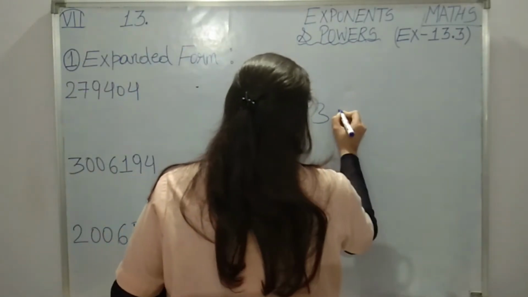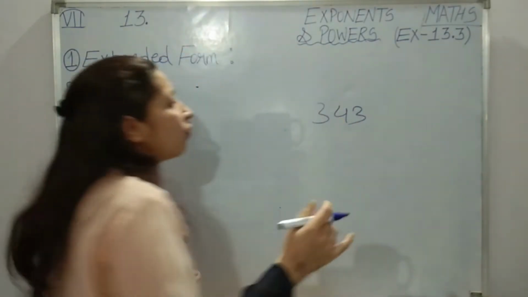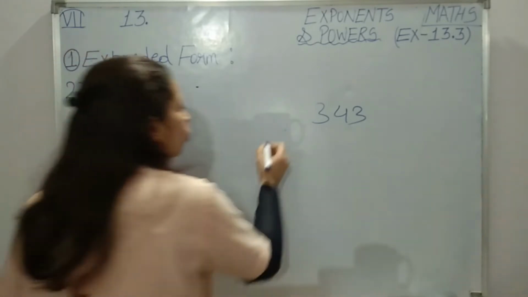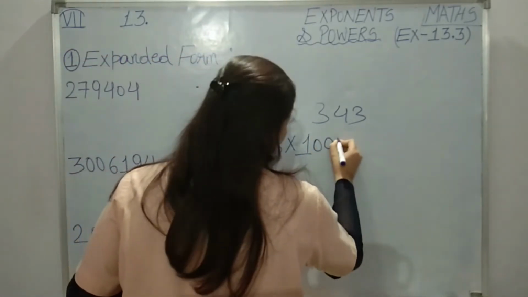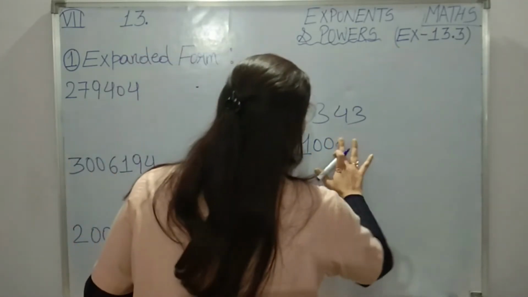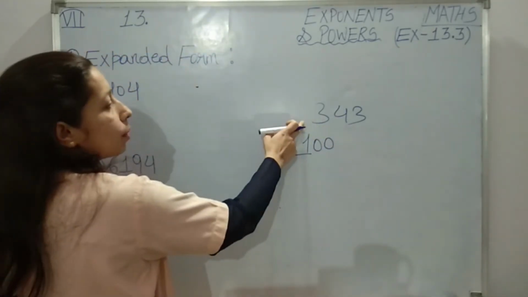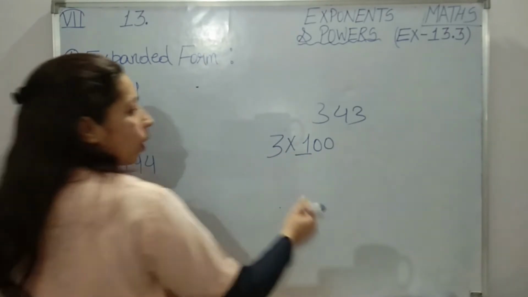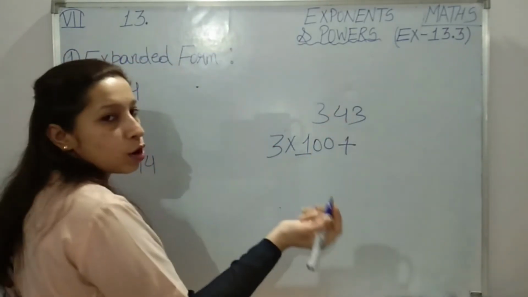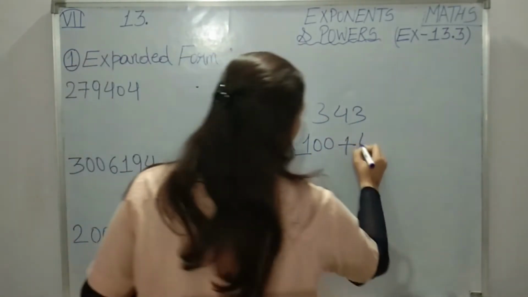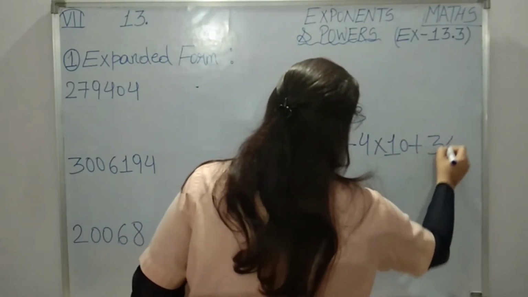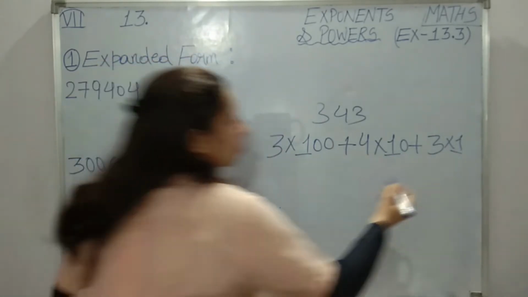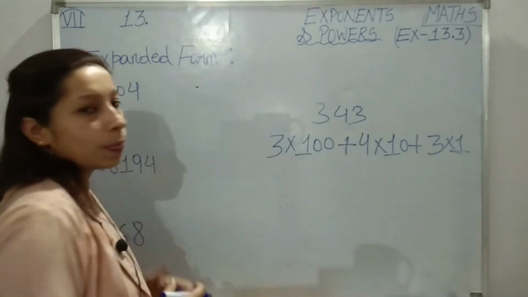I'll give you a small example. Suppose 343. If we have to write this in expanded form, how to write? Each digit in multiplication with its place value. 1s, 10s, 100. What is the place value of 3? So 3 into 100. Then what is the place value of 4, students? 1s, 10s. So 4 into 10. Then 3's place value is 1s. You know writing the numbers in expanded form, isn't it?